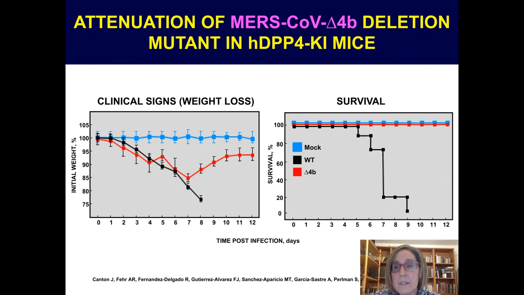As a result, all wild-type infected animals died, as shown to the right in the black line, while all animals infected with the delta-4B virus, the red line to the right, survived, indicating that the 4B gene was a virulence factor and the delta-4B virus was attenuated in vivo.